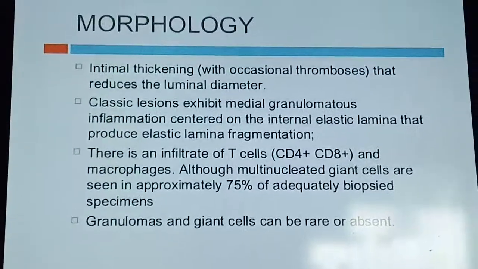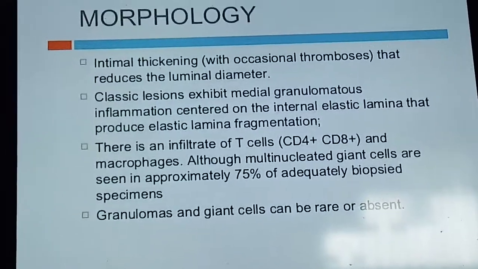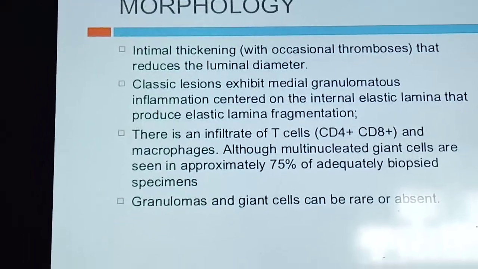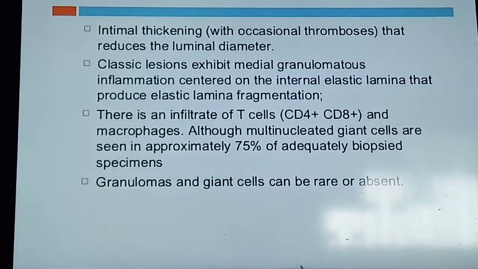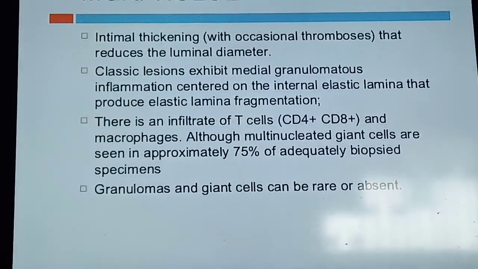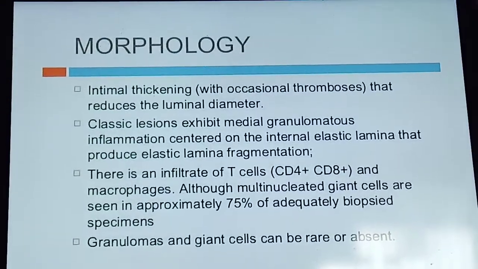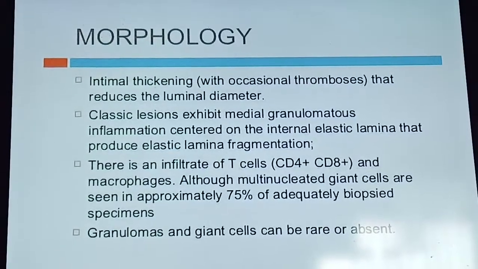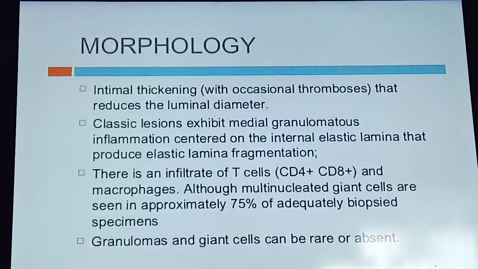In morphological features, there is intimal thickening with occasional thrombosis that reduces the luminal diameter, and the classical lesion exhibits medial granulomatous inflammation centered on the internal elastic lamina that produces elastic lamina fragmentation. There is infiltration of CD4 and CD8 T cells and macrophages. Multinucleated giant cells are seen in approximately 75% of biopsy specimens. Granulomas and giant cells can be rare or absent.